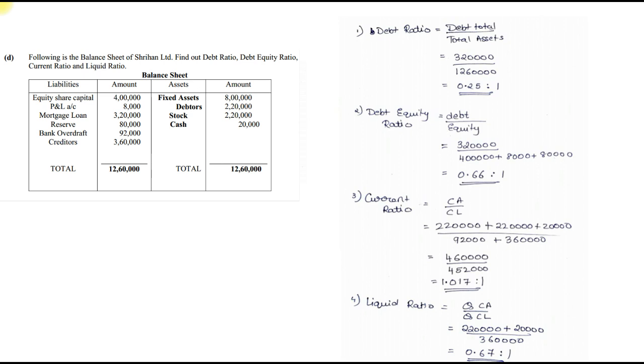So this is how you all had to solve the sum which was based on question number 3D, which was ratios related: debt ratio, debt equity, current ratio, and liquid ratio. Okay, I hope all of us have understood how to solve both the sums. Okay, chalo. I hope everyone has gone through both and has noted those values.